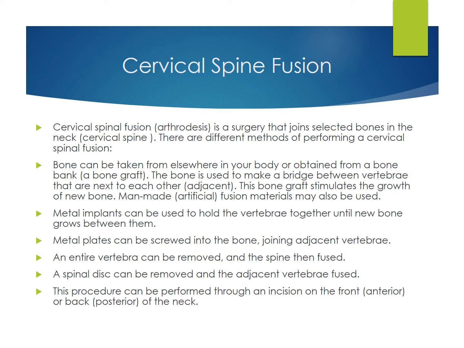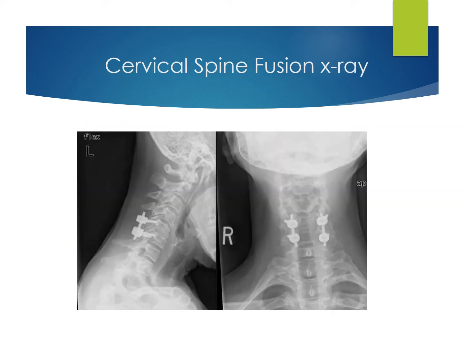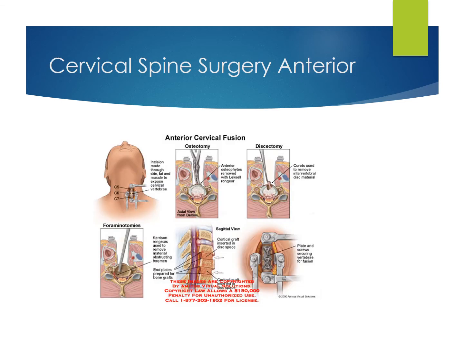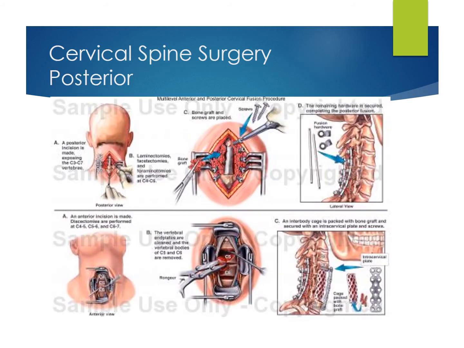An entire vertebra can be removed and the spine then fused. A spinal disc can be removed and the adjacent vertebrae fused. This procedure can be performed through an incision through the front, anterior, or the back, posterior, of the neck. Here is an example of a cervical spine fusion. Here is a quick guide for surgery for a cervical spine anterior fusion. Here is posterior.